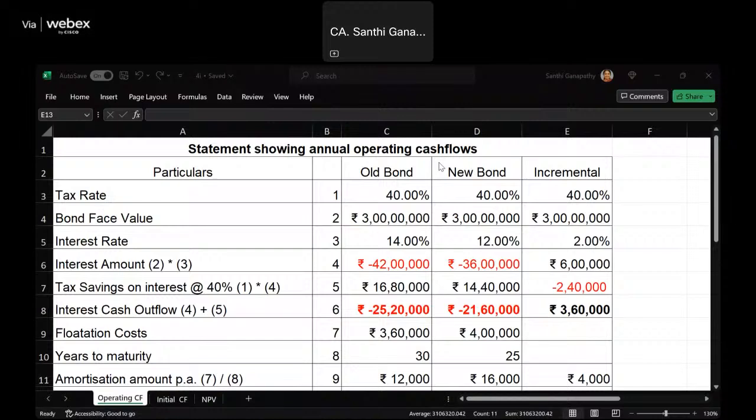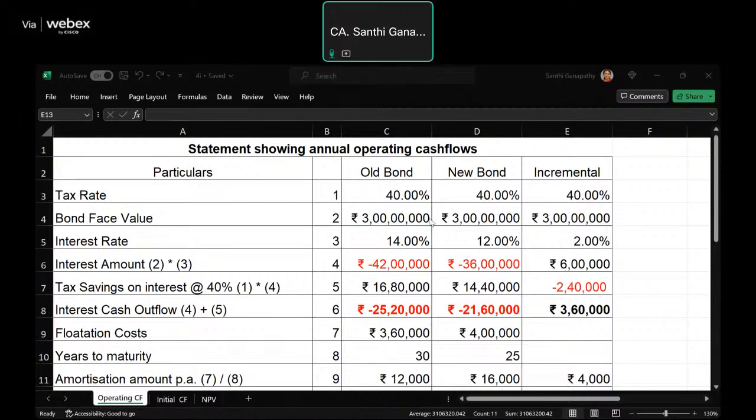Statement showing annual operating cash flows. Three cash flows are there: annual operating flow, initial flow, terminal flow. First, we are interested in the annual operating flow. Old bond, new bond, then this is total approach. The incremental I have given you. If we follow incremental approach, we should take it. Otherwise, we can.